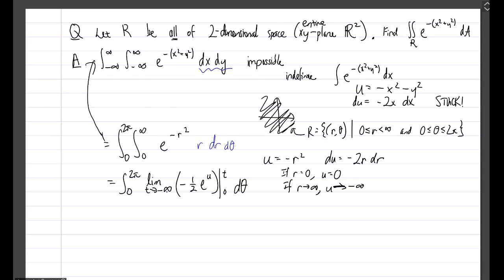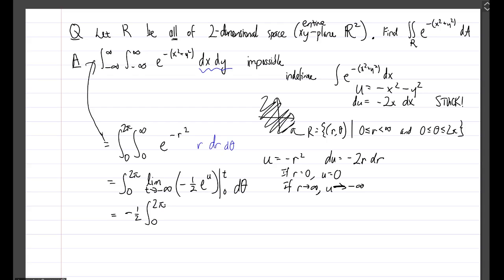So morally speaking there should be a negative infinity here, but we don't do that. Instead, we have a limit as t goes to negative infinity. This negative 1/2 we can bring in front of the limit. We could even bring that negative 1/2 in front of the outer integral, which we're not ready to do yet. So we have negative 1/2 times the integral from 0 to 2 pi.